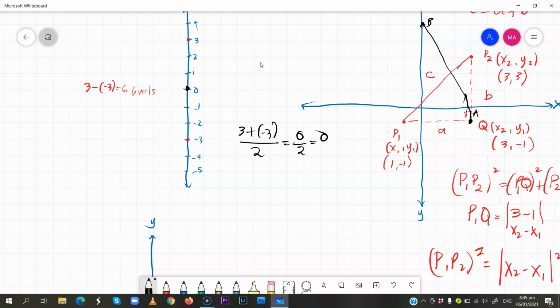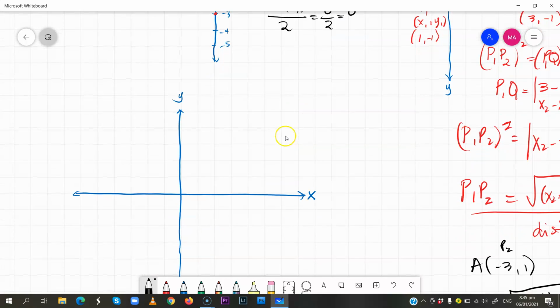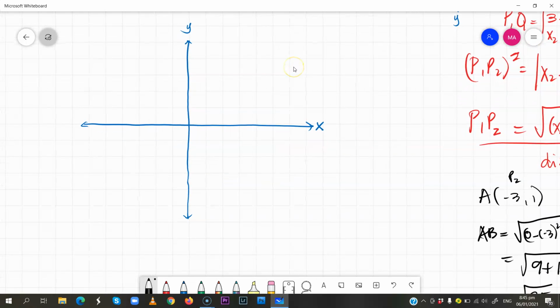That's good if the segment is either horizontal or vertical. What if the segment is a slanting line? We can still use the concept of the average between the abscissas and the ordinates. So let's have an example. How do we use the midpoint formula if there are 2 points?